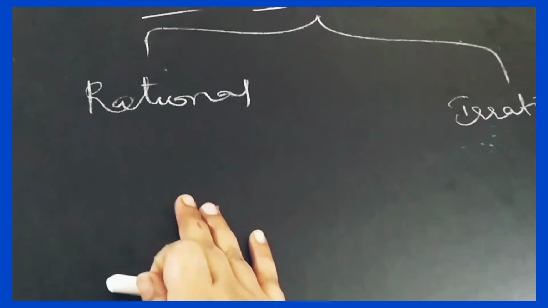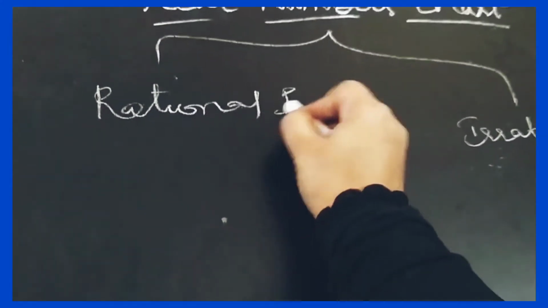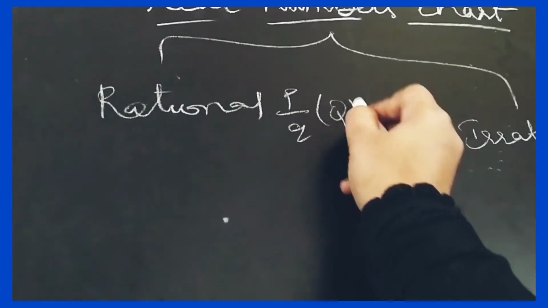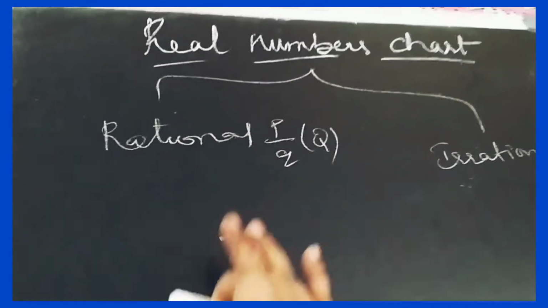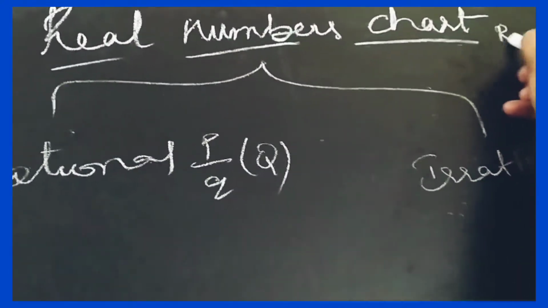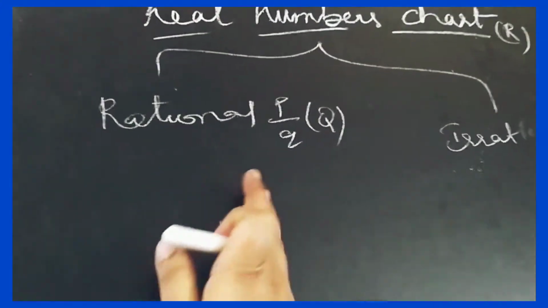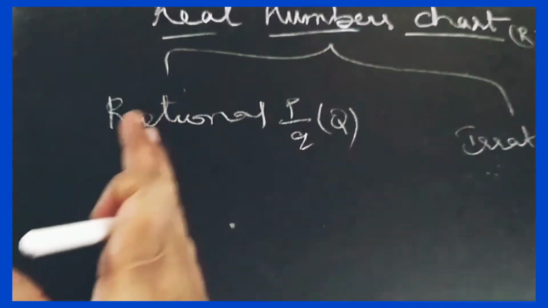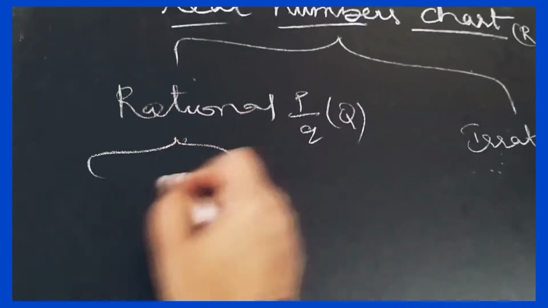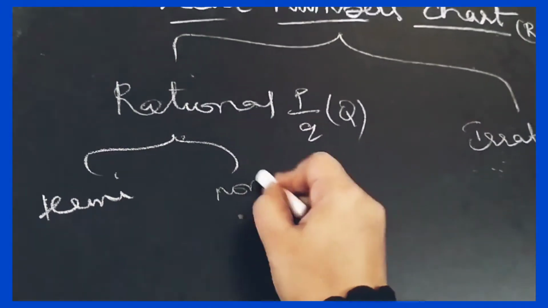So what is a rational number? Rational numbers are numbers which are in the form of p by q, and they are denoted by capital Q. The real numbers are denoted by R. Rational numbers are terminating or non-terminating.